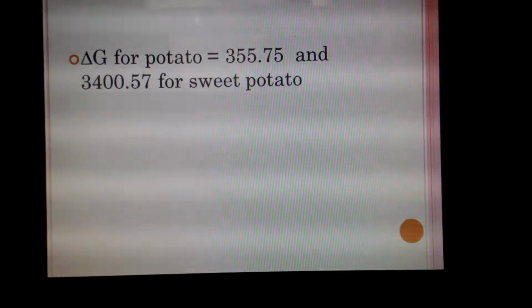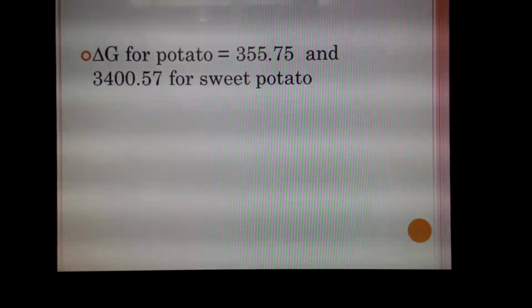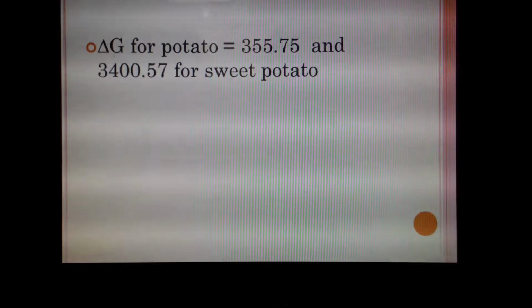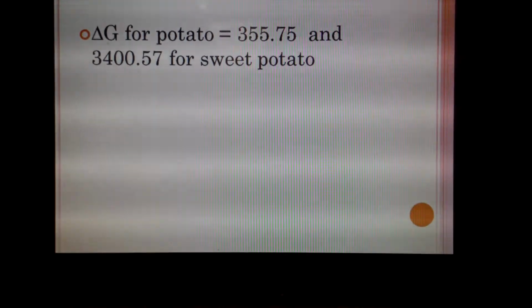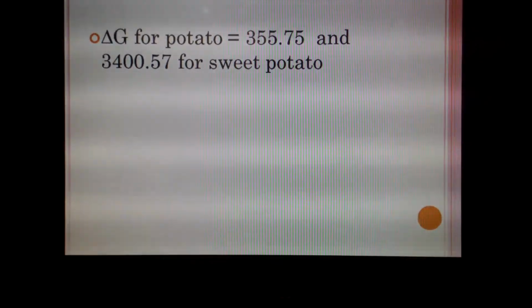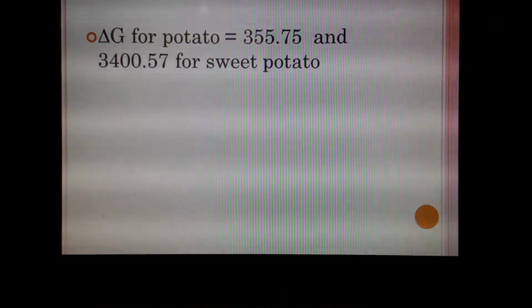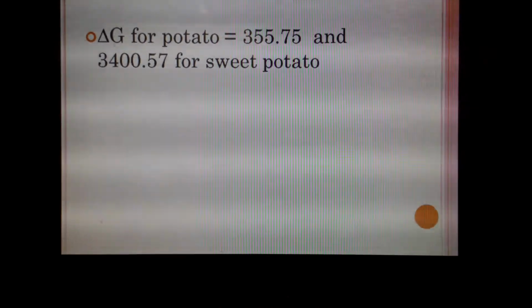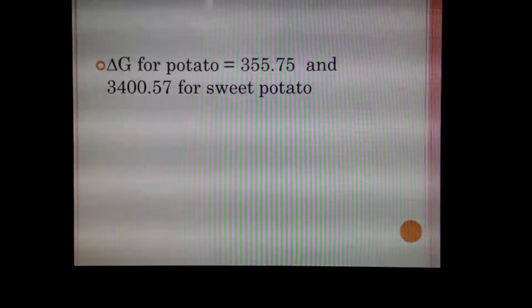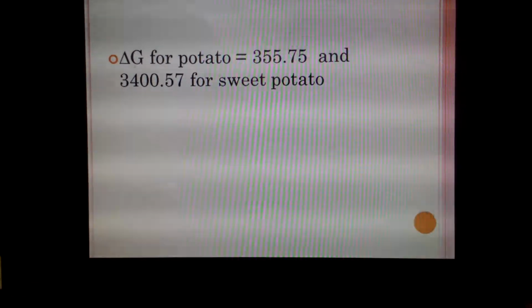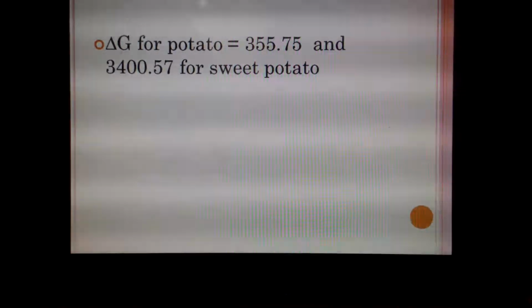So, the delta G for potato is 355.75 joules per mole, and it's 340.57 joules per mole for sweet potato. So, we can see that delta G is positive. So, it is a non-spontaneous process. It needs energy. So, delta G also indicates the affinity of the material for water.